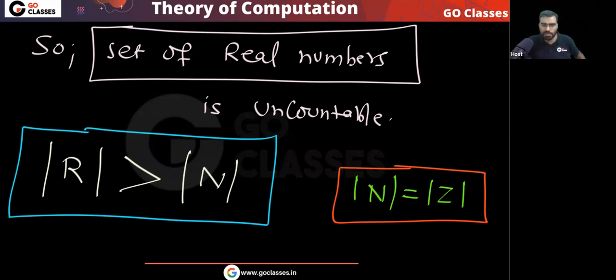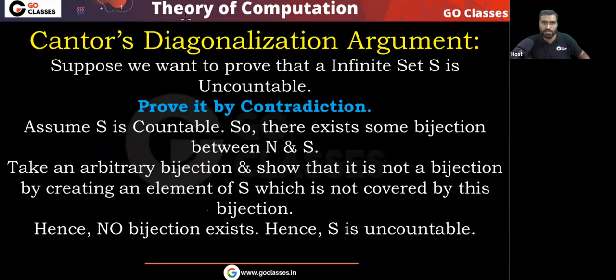Are you comfortable with Cantor's diagonalization argument? Let me know. We will do a lot of questions, but so far, did you understand the proof that we have seen? Is this crystal clear? So this is your diagonalization method. You can read this once. Cantor's diagonalization argument.